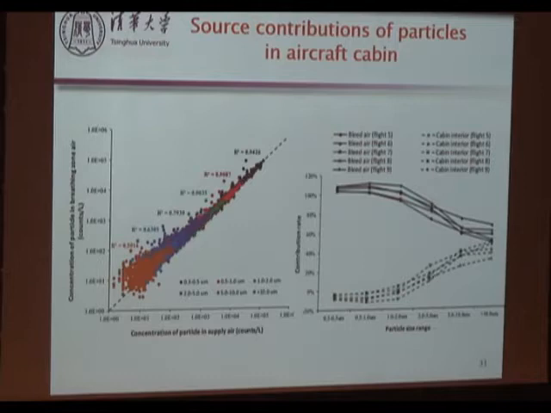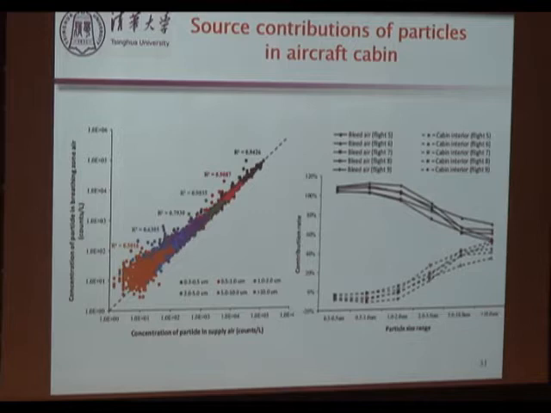And then we try to do a little bit of modeling based on the ventilation rate. We show the inlet and outlet particle concentration on this curve, and then we try to get the result like this. Basically, we found that for small particles, 0.3 micron, most of the particles really come from outside, from the bleed air. As the particle size gets larger, the contribution from outside gets smaller, while the contribution from inside gets larger. I think this result has been published as well.